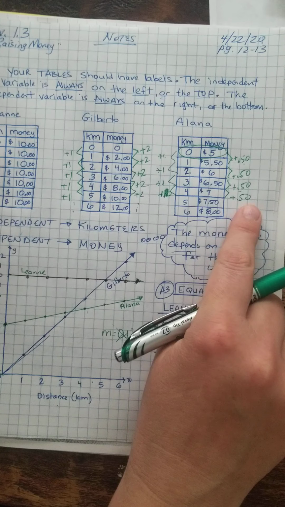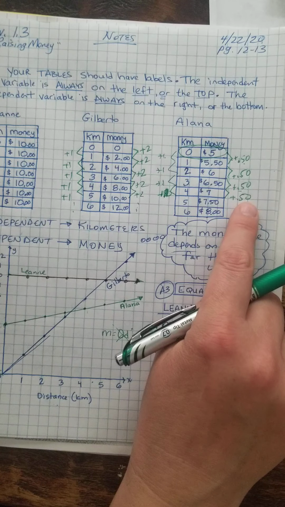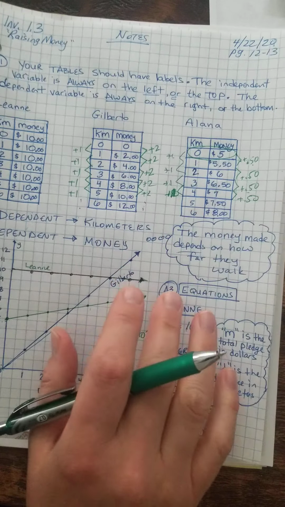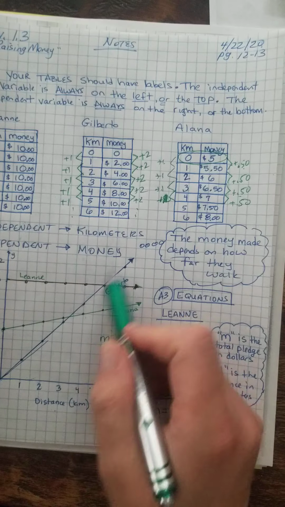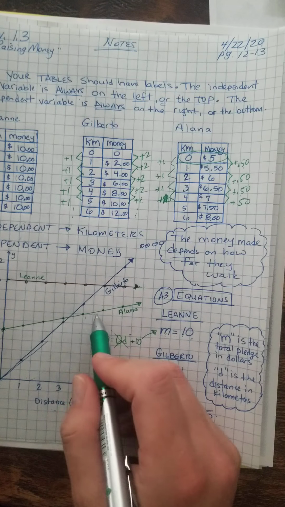It tells me that every time I see this, I should be thinking to myself, all right, it's like a stair step. When I go to my graph, I'm going to have the up and over, up and over, up and over.